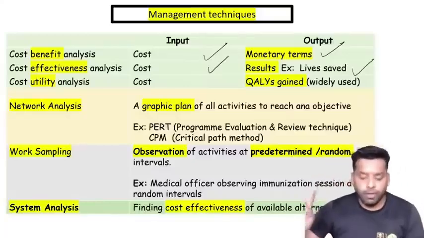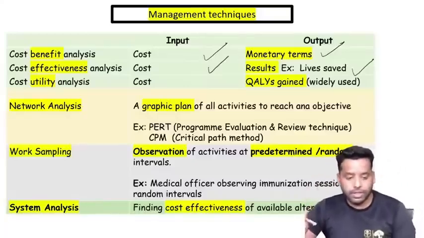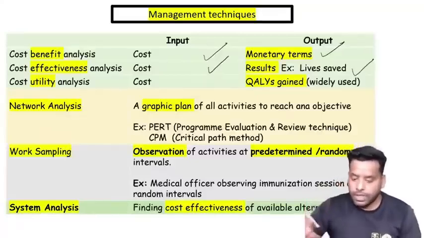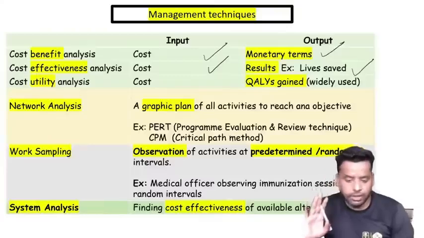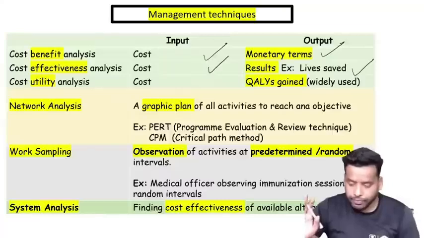one child can be vaccinated. What is this called as? Results. There is a difference. Good. For 10 rupees, one child can be vaccinated. What is that called as? Cost effectiveness. This is more important for us.